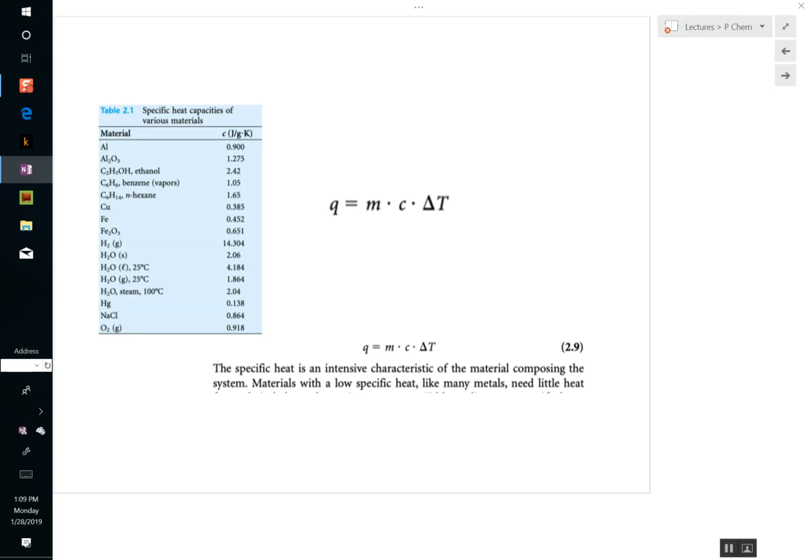Water, liquid water. Here's liquid water: 4.184 joules per gram degree Kelvin. In calories, water is 1 calorie per gram degree centigrade, or degree Kelvin, whichever way you want to state it. So you've got your conversion factor right there, 4.184 joules per calorie.